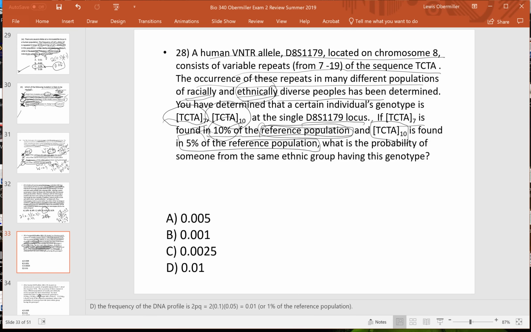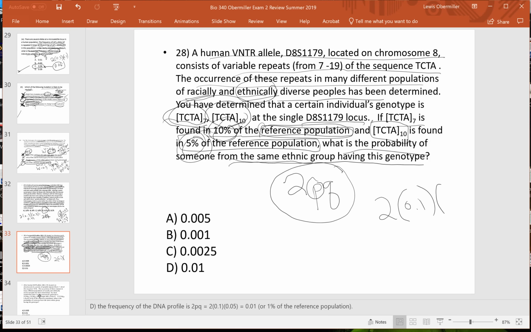Well, I've already given you the percentages. So you want to calculate what the probability someone from that same ethnic group has that genotype. Then all you have to do is multiply it by 2 times P times Q, right? Because this is the probability that they're heterozygous for this trait. So what's the P value? P is 0.1, Q is 0.5. So that gives you a value of 0.01, which is 1%. This one.